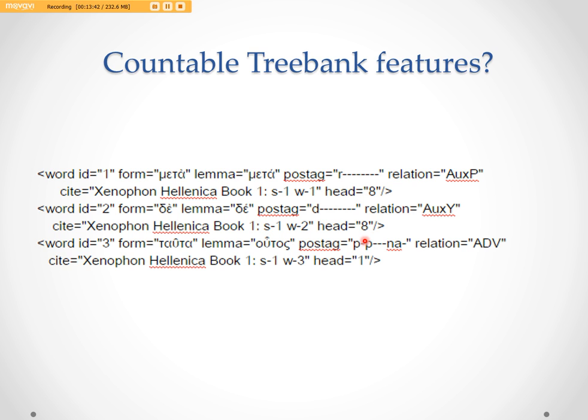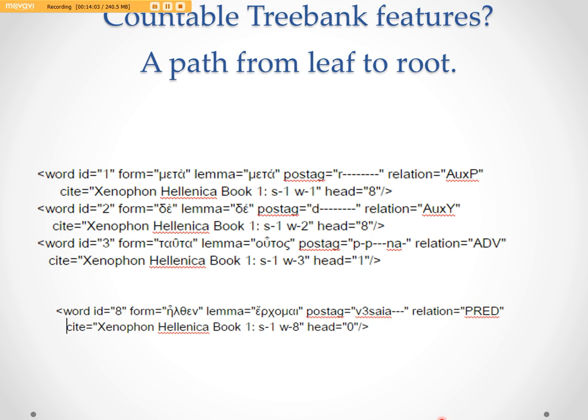The head element tells us which word the element in question, the word in question, is dependent on. So here, as I said, word 3 is dependent on word 1, which is dependent on word 8. Word 2 is dependent on word 8. And word 8, we won't be surprised to see, if we add it in here, is the predicate of the sentence, the main verb, which itself has a head of 0, which means it's dependent on nothing. It is the root of the sentence. When the head equals 0, you're in the presence of the sentence root.